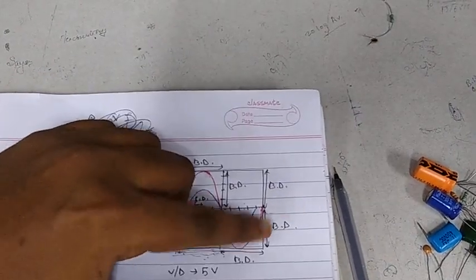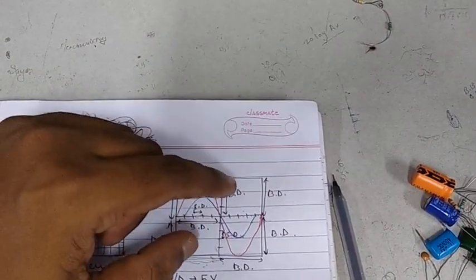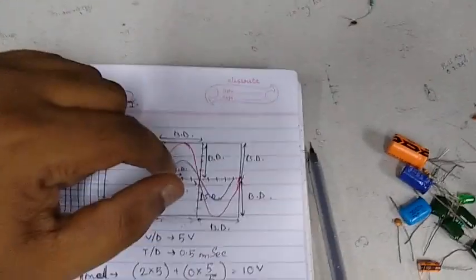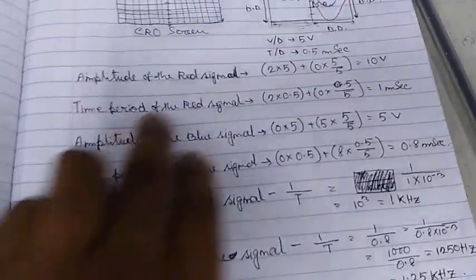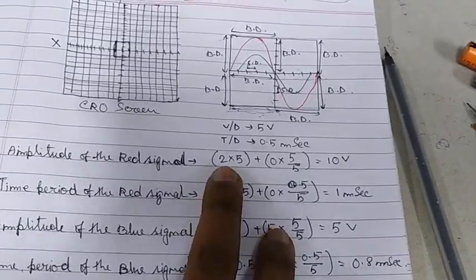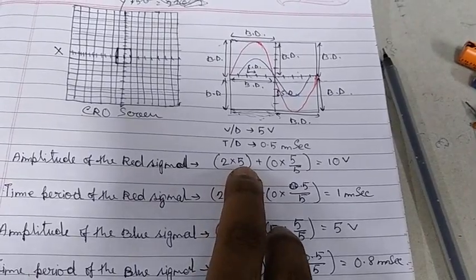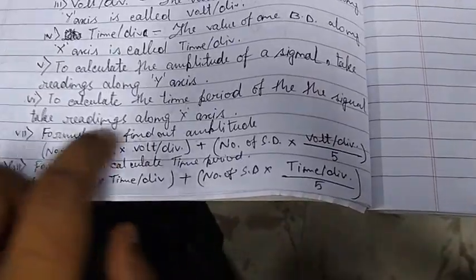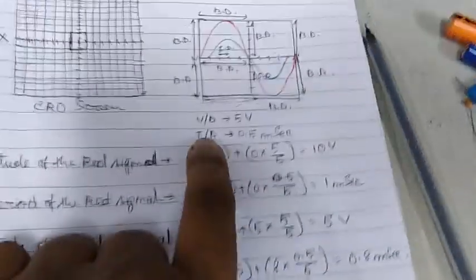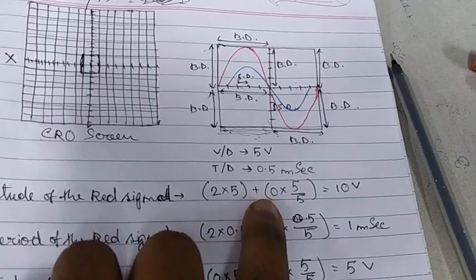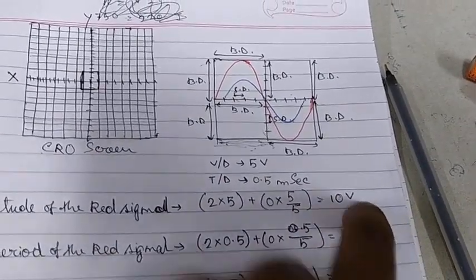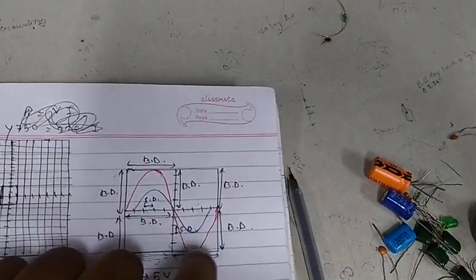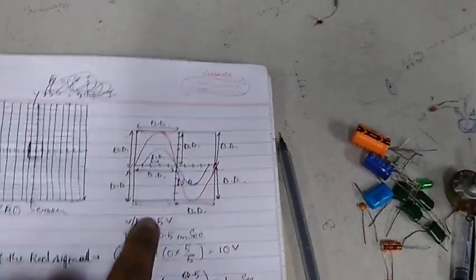So in this condition, if we take 2 big division, then the number of small division will be 0. So that is why I have written here number of big division is 2 and volt per division is 5 according to my formula. Number of big division into volt per division, 2 into 5 plus number of small division is 0, 0 into 5 by 5, so it is 0, so 2 into 5 it is 10 volt. So the amplitude of the red signal is 10 volt according to this data.